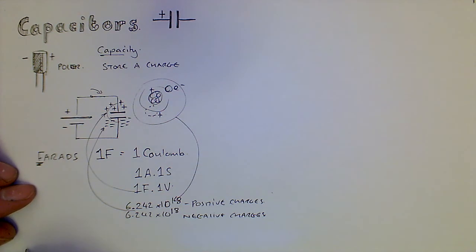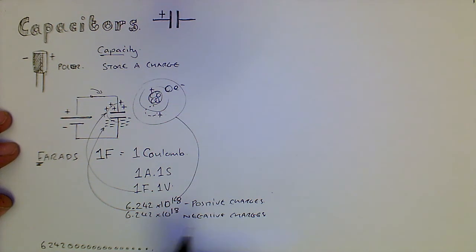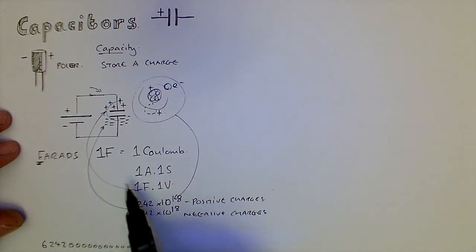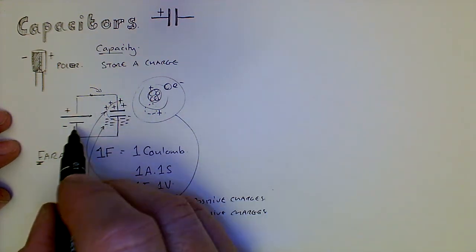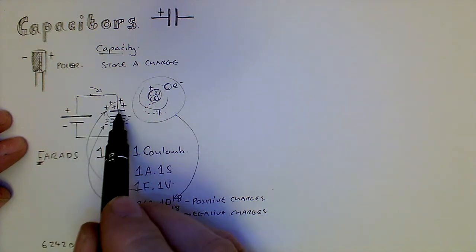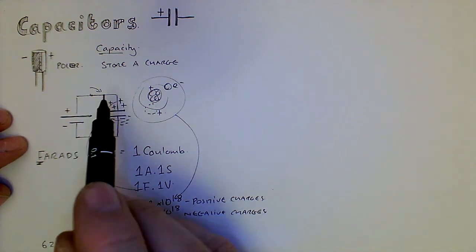Okay, and just to give you an idea, if I start here and go 6, 2, 4, 2, so 18, 17, 16, 15, 14, 13, 12, 11, 10, 9, 8, 7, 6, 5, 4, 3, 2, 1. We're talking a lot of electrons. So 1 farad is quite a useful charge of electricity. So that's how we activate a capacitor to store a charge of positives and negatives.